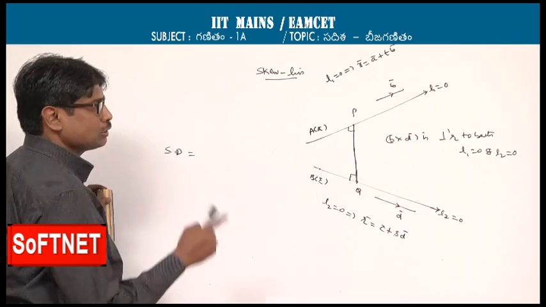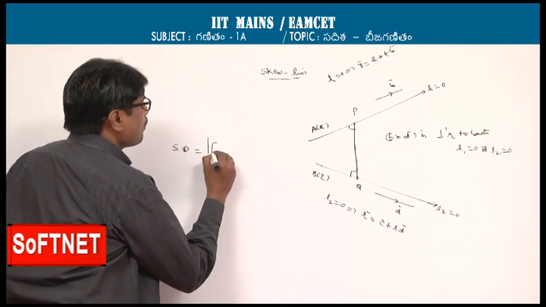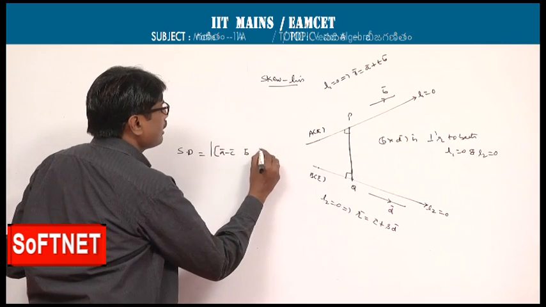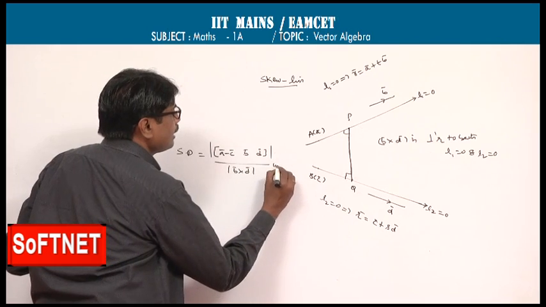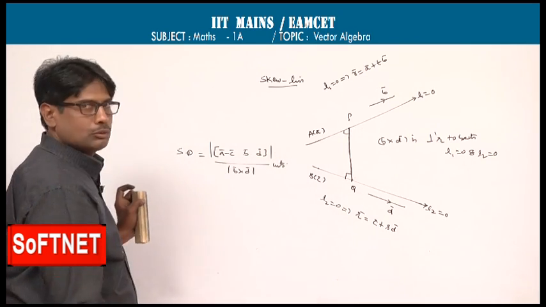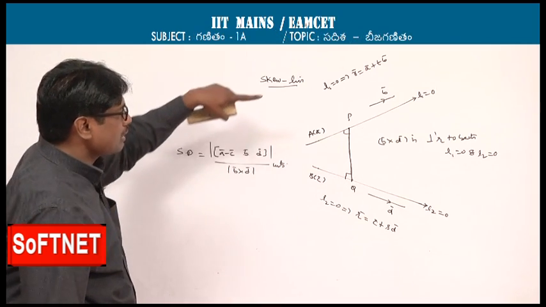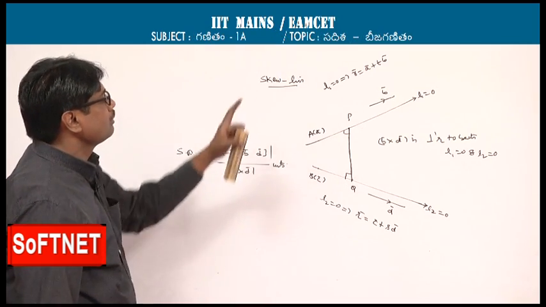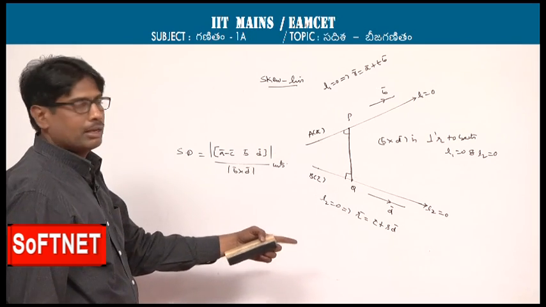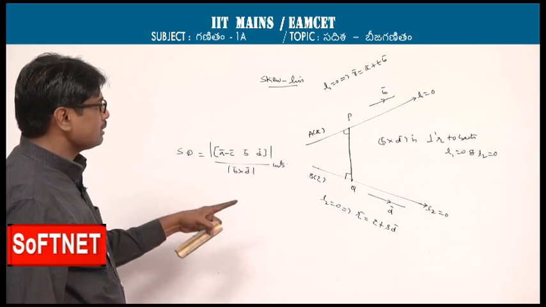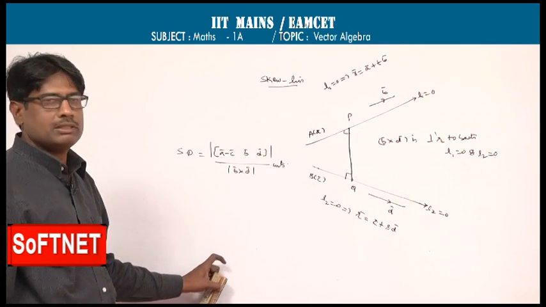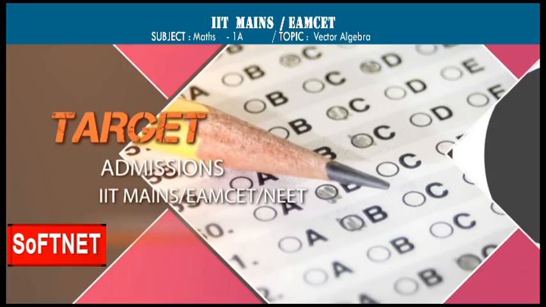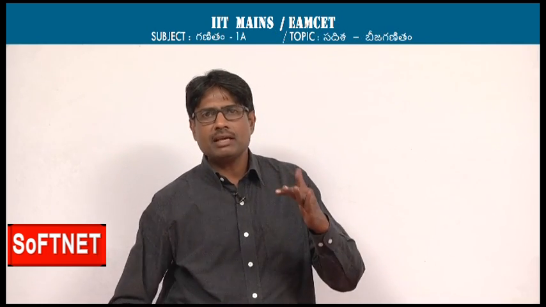Shortest distance between the skew lines will be magnitude of box of A bar minus C bar, B bar, D bar, divided by mod of B bar cross D bar units. This is the shortest distance between the skew lines passing through A bar parallel to B bar, and passing through C bar and parallel to D bar. Take the skew line concept and shortest distance between skew lines, definitely useful in 3D as well as vectors. In the last concept, angle between a line and the plane.